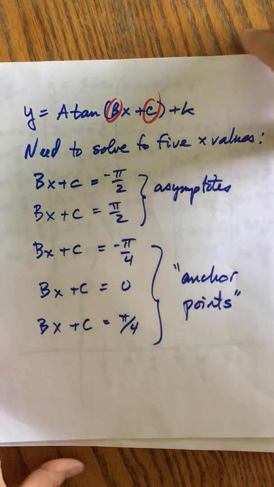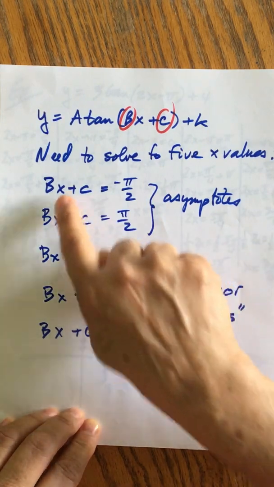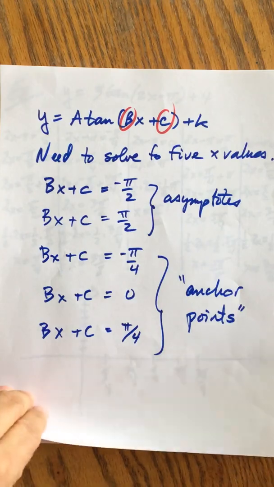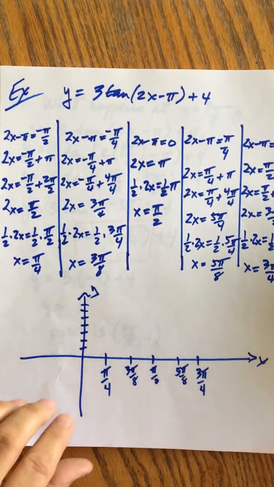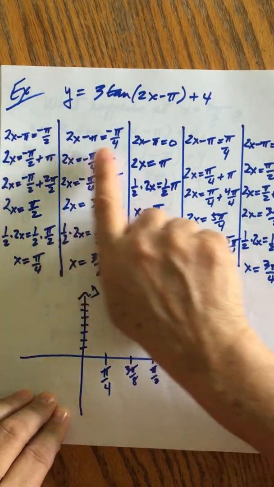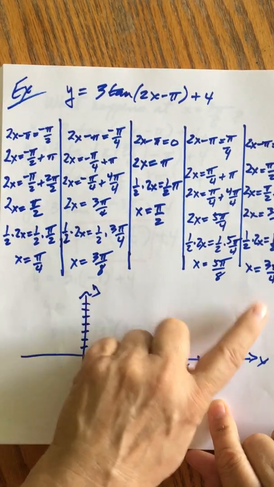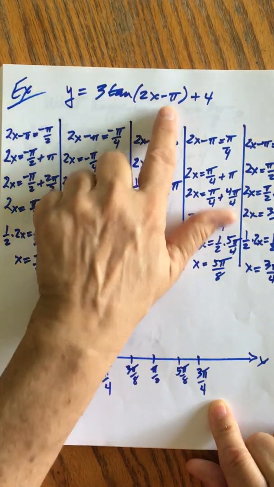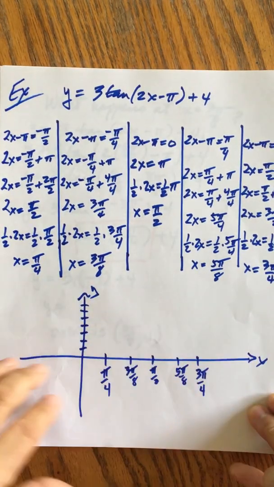So what I want to do then is go ahead and solve for this input and see what x values will make it so that I'm taking the tangent of these values. So I went ahead and showed you that: take everything that's in the input, 2x minus pi, and set it equal to negative pi over 2, negative pi over 4, 0, pi over 4, and pi over 2. And so these are the values I get, which means that when I put in pi over 4 in here, I'm going to end up taking the tangent of negative pi over 2. So I'll have my asymptotes at pi over 4 and 3 pi over 4.